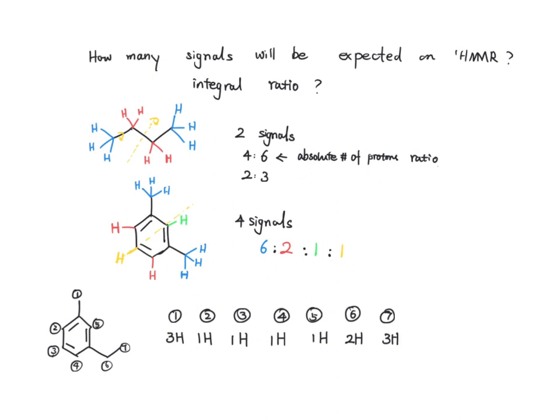So these are the 2 characteristics of proton NMR, the information that we can use to identify the structure or the features of the molecule. So this is the end of this video.